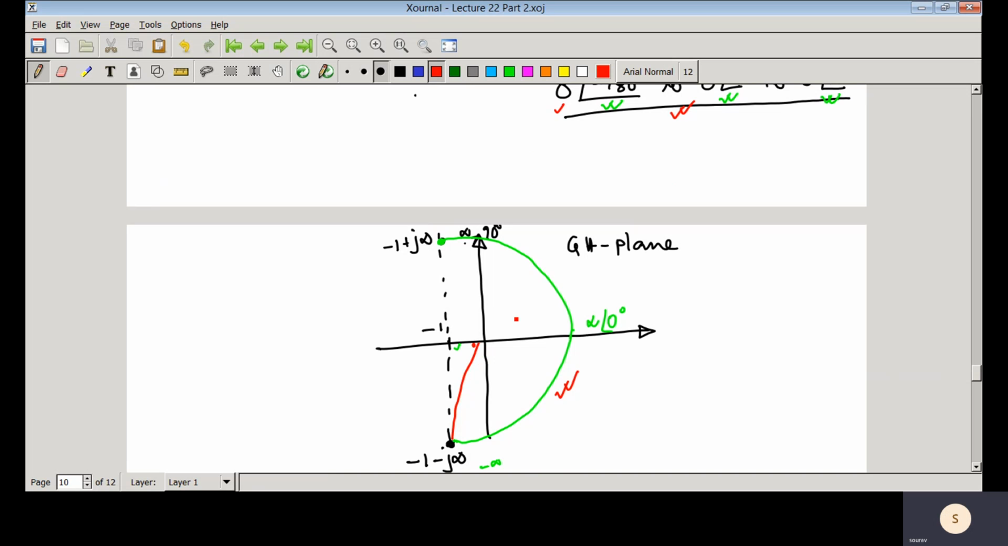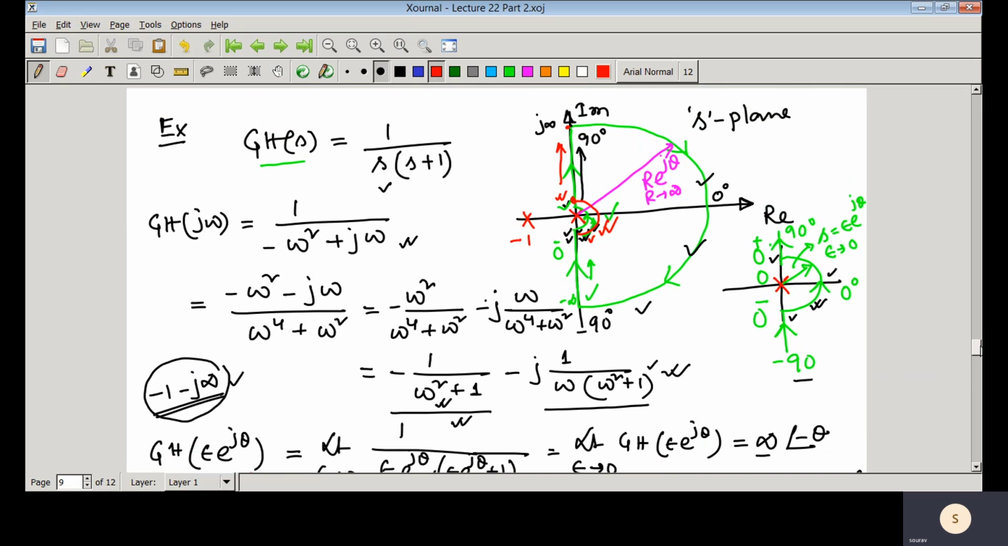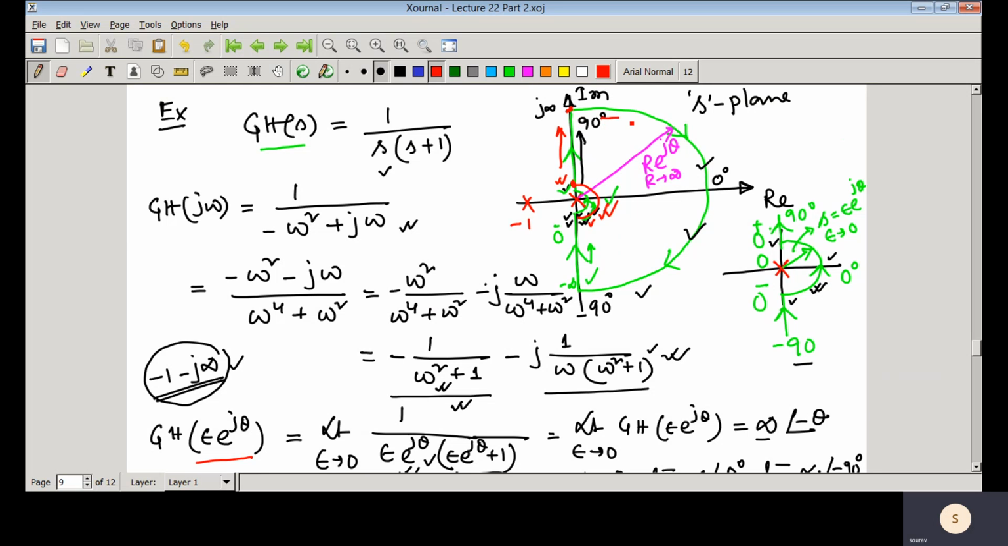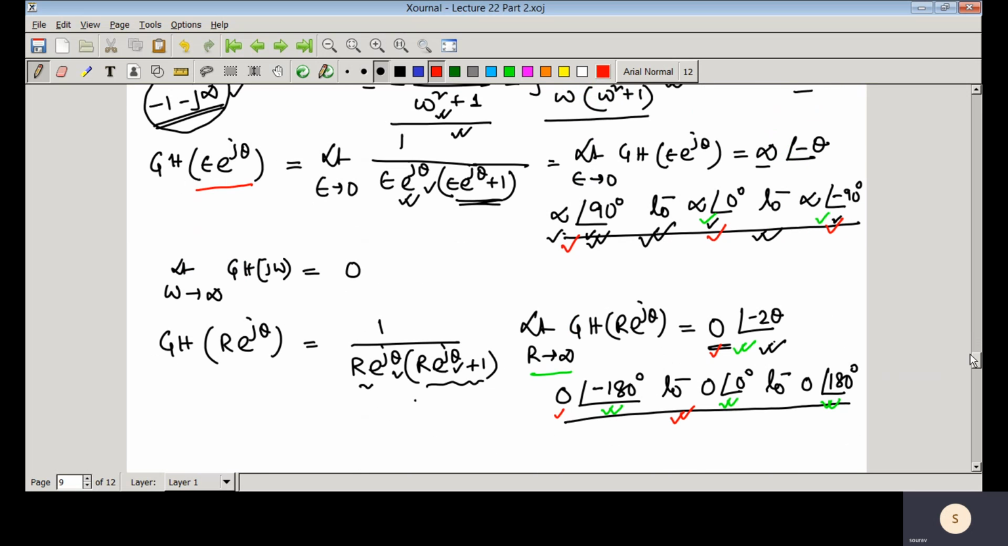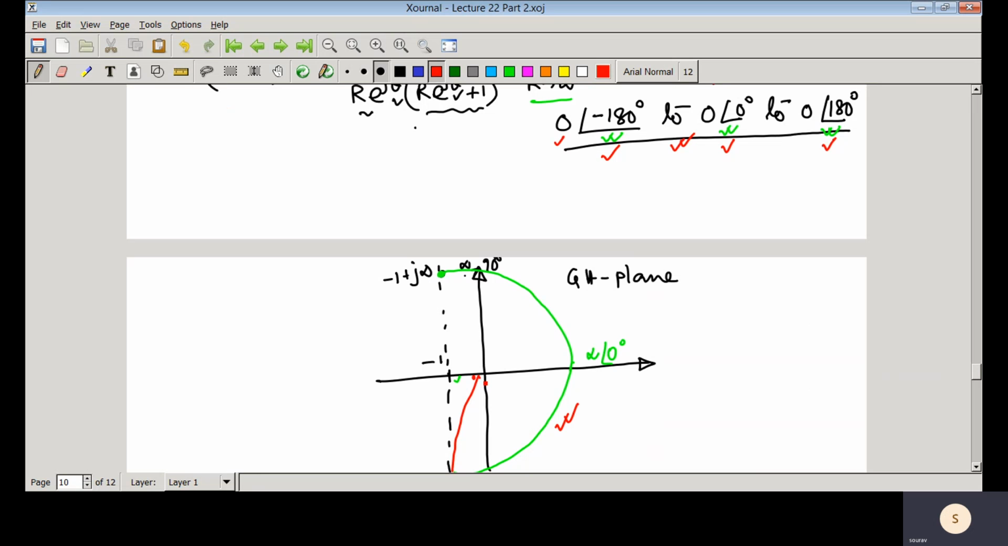So it would be minus 180 degree. Then we can see here, that means you are here, then if you just traverse like this, that is 0 angle 0, then 0 angle that infinity angle minus 90 degree, and you can see that 0 angle minus 180, 0 angle 0, 0 angle 180 degree. So basically you will be having one small loop here, and you will be coming here.